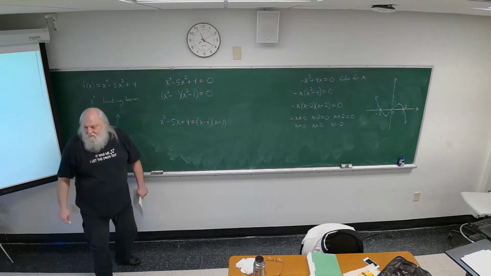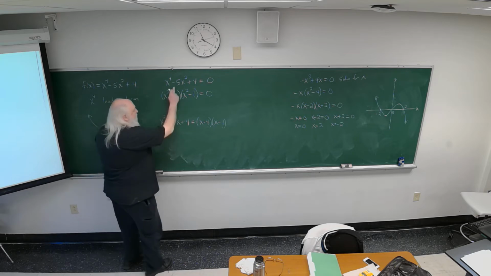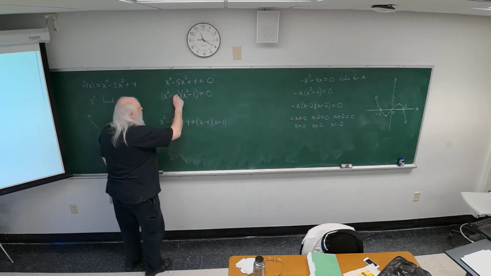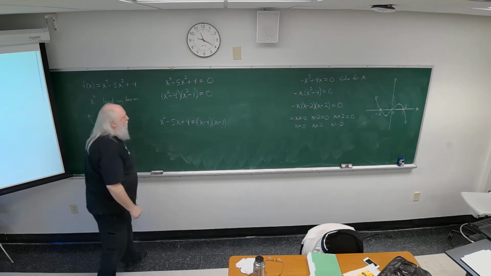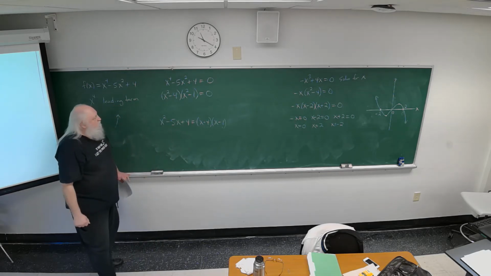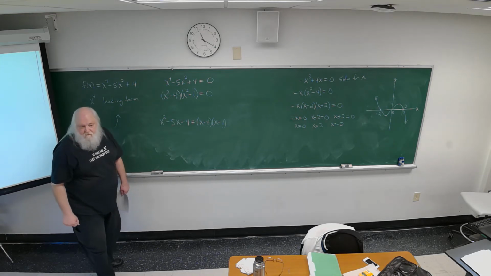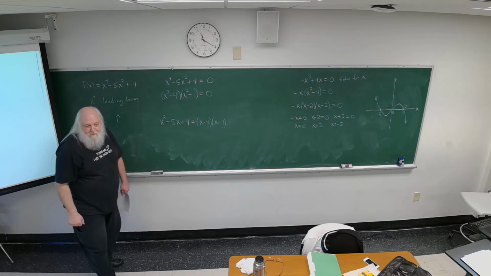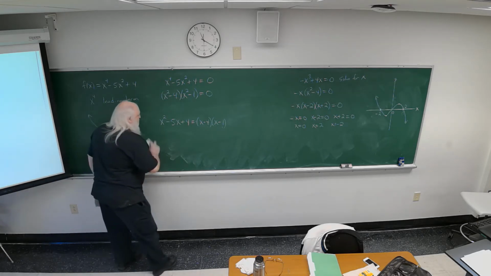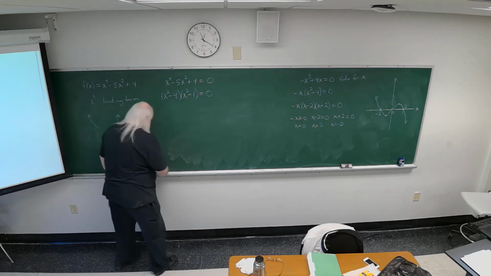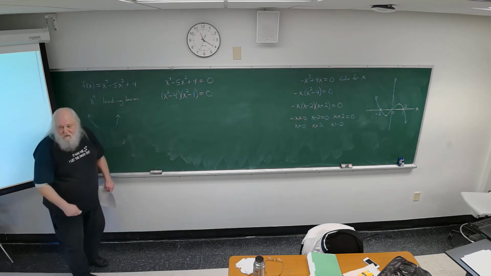Is that correct? So then this factors up here, since it's quadratic in form, into x squared minus 4 times x squared minus 1. Okay? Does that make sense? Have I made a mistake? No? Okay. I'm counting on you to speak up when I make a mistake.